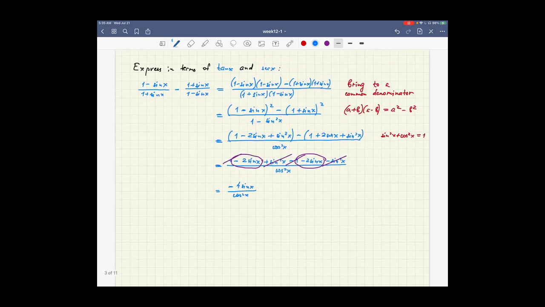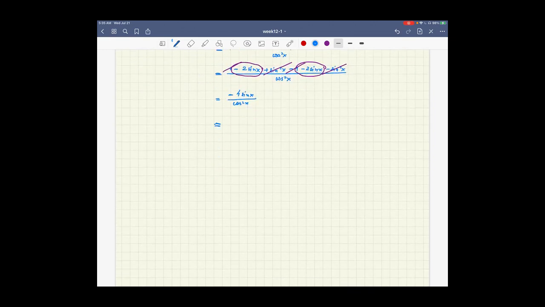Now, to express this through tangent and secant, I can write this as negative 4 times sine over cosine, which of course is tangent, times 1 over another cosine, which of course is secant. So the whole thing then becomes negative 4 tangent x secant x.